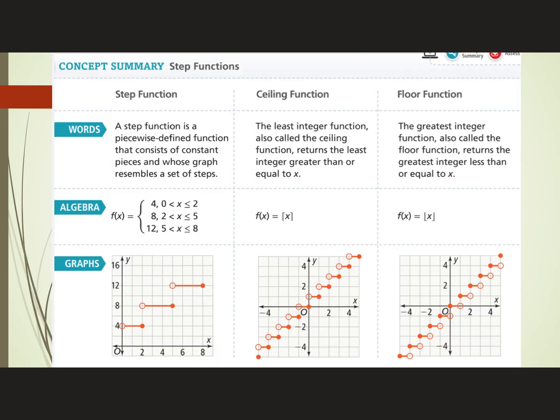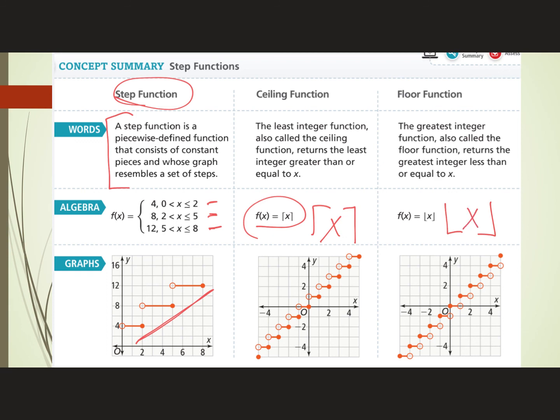Okay, real quick. Concept summary for you. So we've talked about step functions. It's just piecewise that looks like steps. Here we see a good example of it. In this case, if x is between 0 and 2, it's 4. If x is between 2 and 5, it's 8. If x is between 5 and 8, it's 12. A ceiling function, we have that wonderful ceiling over our x, and it goes up to the next integer. A floor function, we have a floor under our x, and it goes down to the integer below it. Okay, go ahead and work on your classwork and then your mastery check. I'll talk to you later.